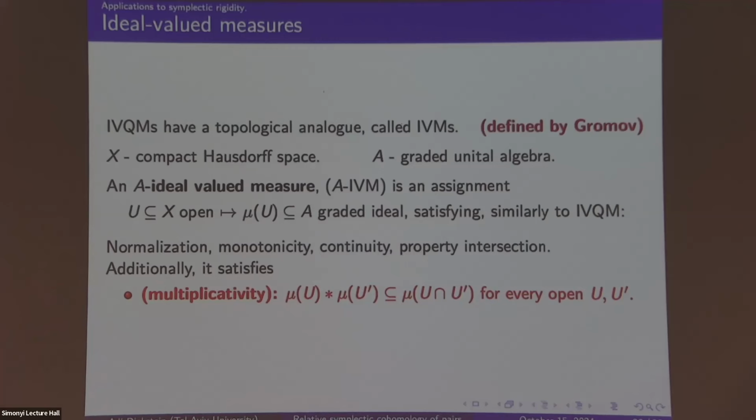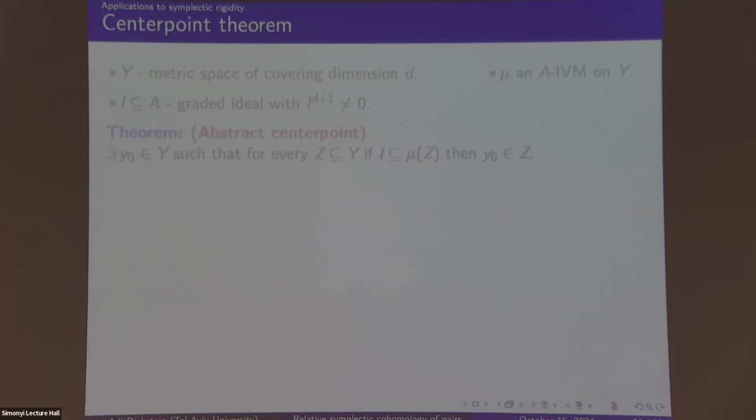So now for any two open sets, the product of their measures is a subset of the measure of the intersection. Here are examples very similar to our example. Just take sheaf cohomology or singular cohomology with some change, but the same idea works. And what we can use this object for: given a metric space Y of covering dimension d, and mu a IVM, Y should be compact, but we will be fine in a more general situation.